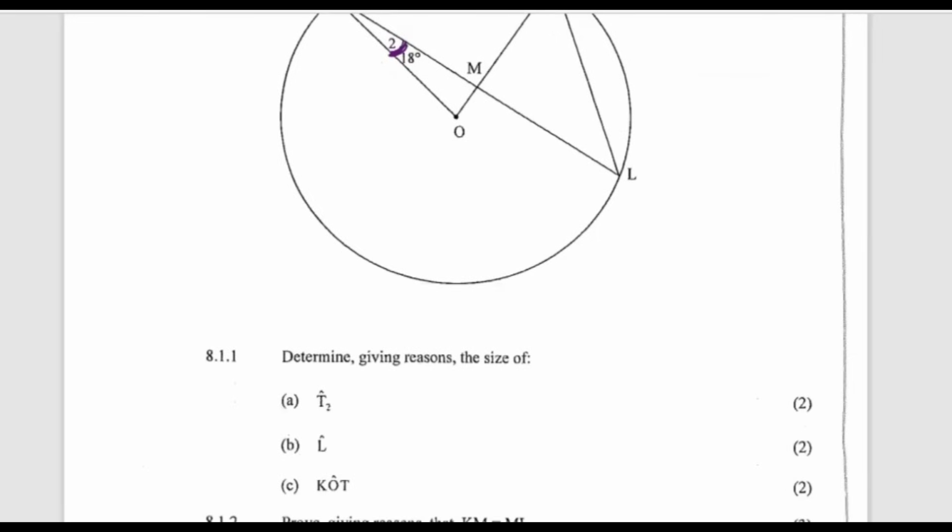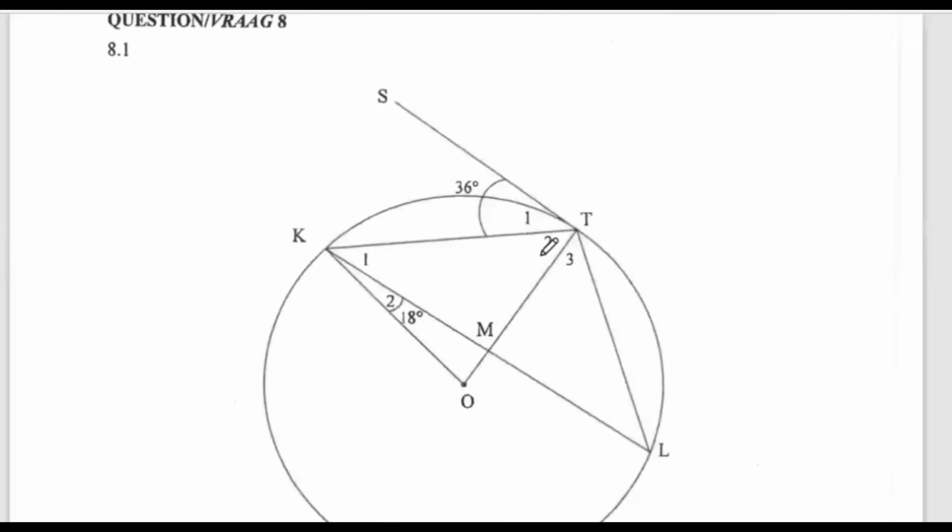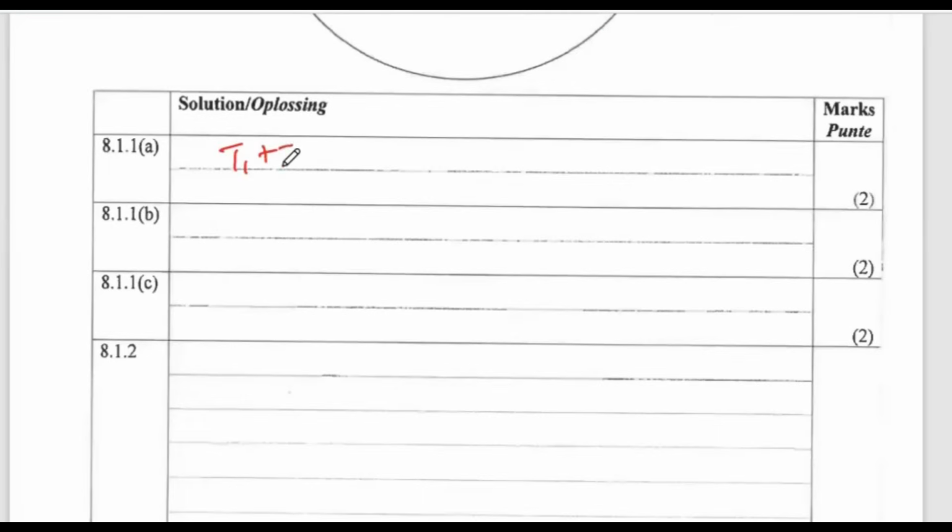First question, they want us to get T2. Now, one thing we know, before we get T2: if this is a radius, and then this is a tangent, we know that the tangent and radius must be perpendicular. The tangent and the radius must be perpendicular. So which means T1 plus T2 must give us 90 degrees. That's what we got to start with. So I'm going to say T1 plus T2 is 90 degrees, reason: tangent perpendicular to the radius.